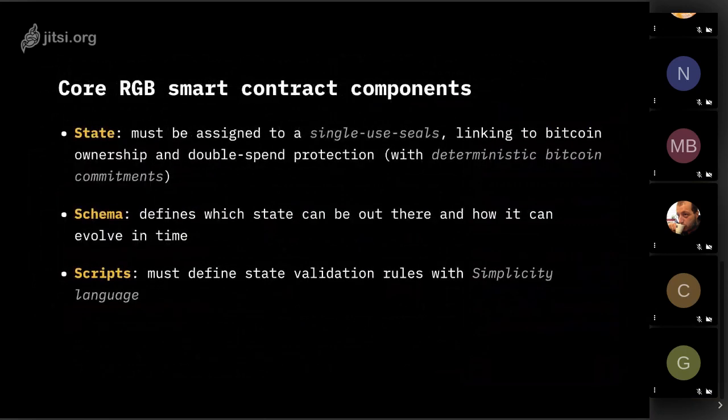So, another recap: with RGB contracts, we have three main core RGB smart contract components, namely the state, the data, which are assigned to specific Bitcoin transaction outputs using single-use seals; the schema that defines which state can exist under a certain RGB contract and how it can evolve in time; and scripts, which define state validation rules using the Simplicity language.